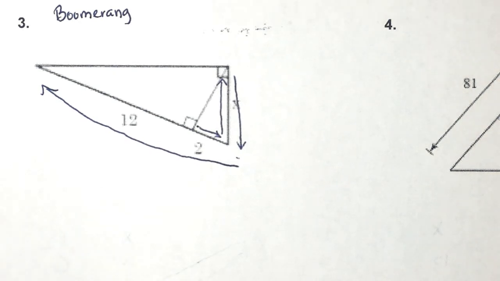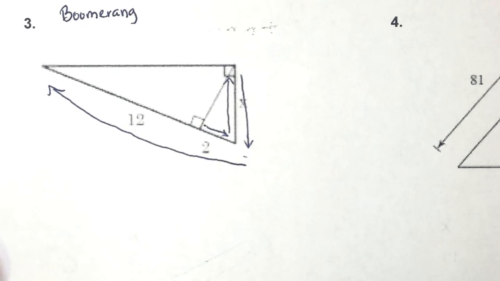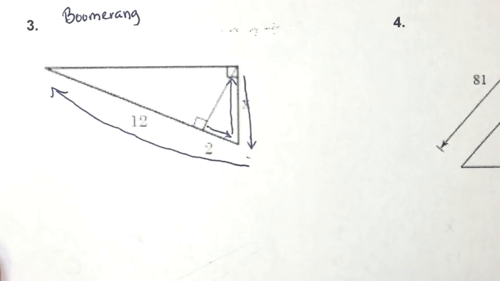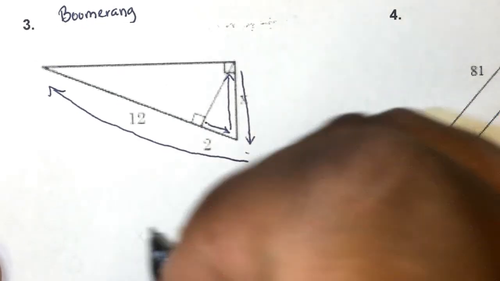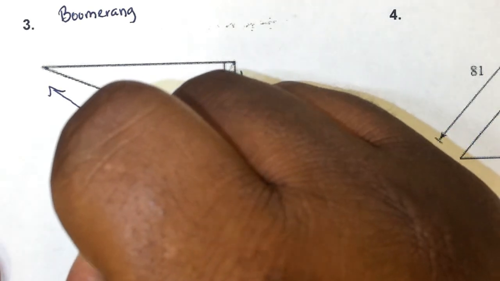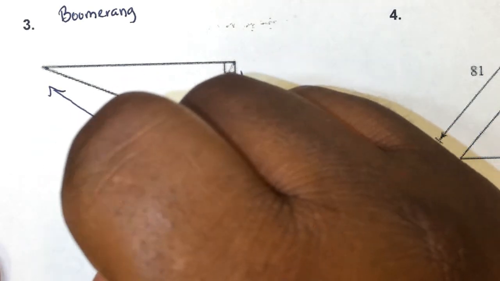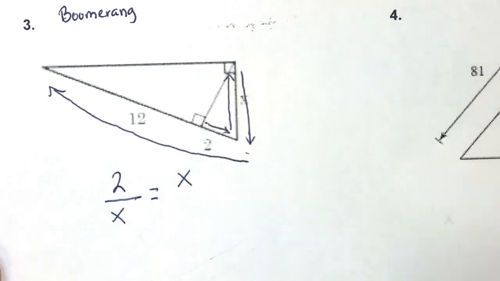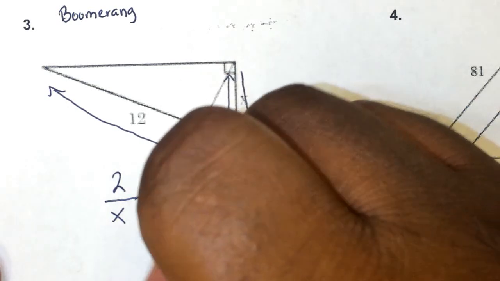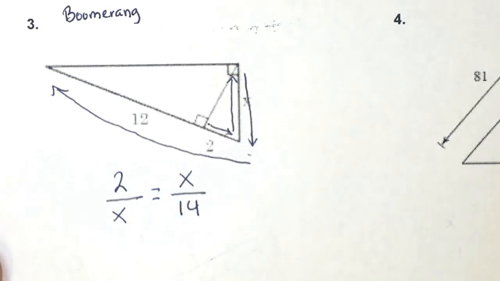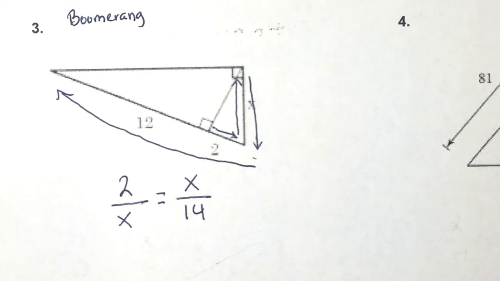Let's see if y'all write this correctly. Let's see what y'all thinking. Dior, go ahead. 2 over x equals something over 14. Good. Y'all follow that? You should know where 14 came from. You should be smart enough to know that.